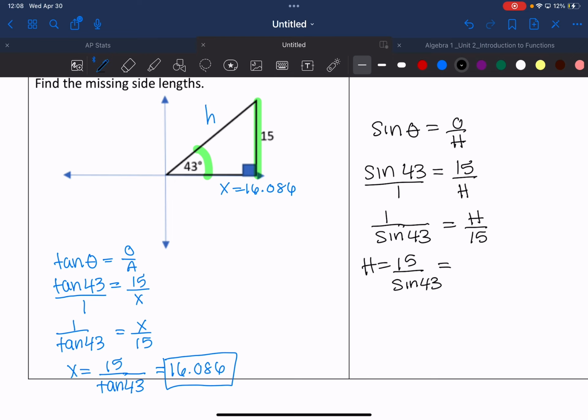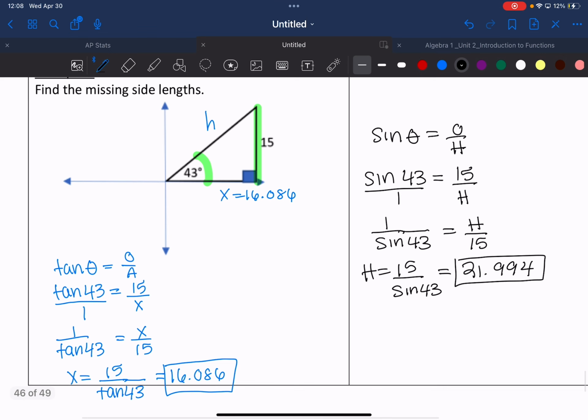You would put that in your calculator and get 21.994. Any questions on number 3? And if later after the notes you want to try it the other way using the Pythagorean theorem just to compare, you can, and you'll notice that you'll get the exact same thing of 21.994.